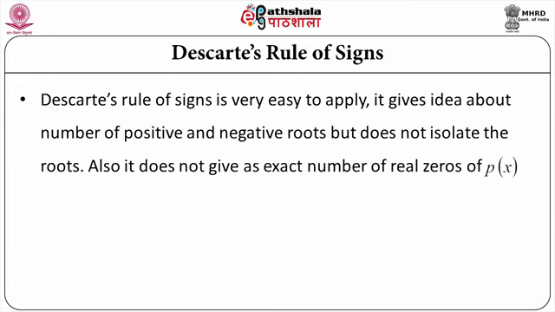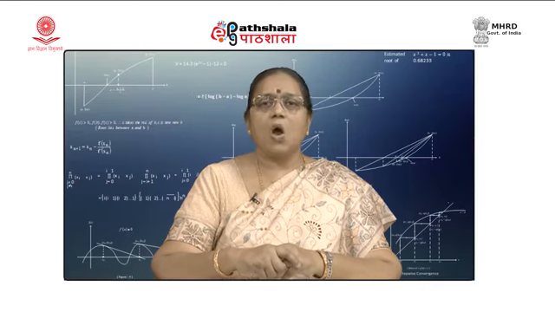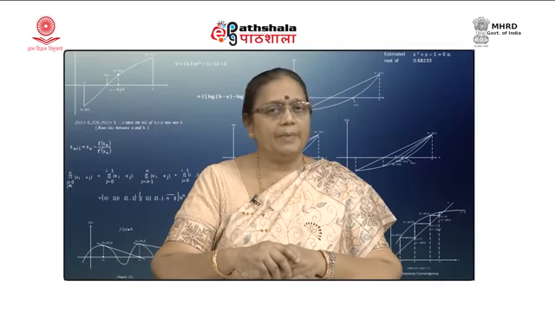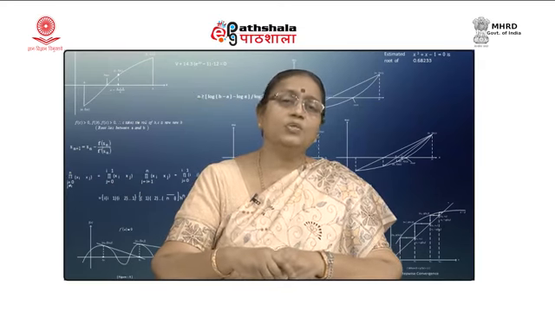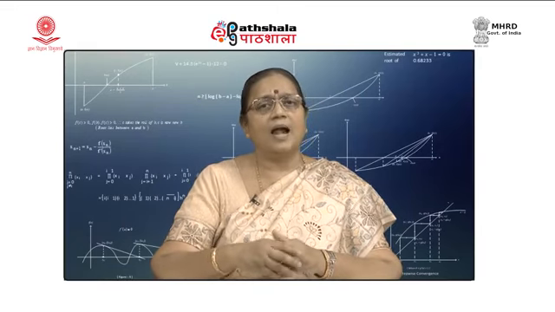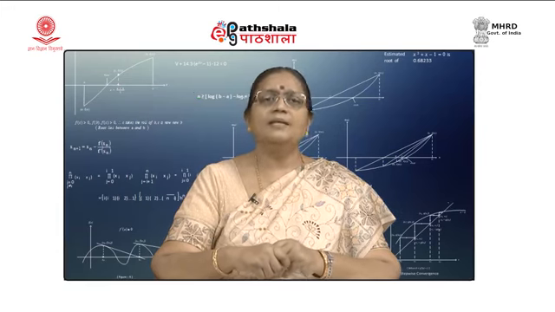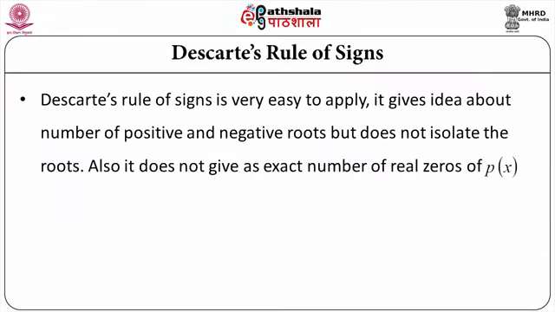So, Descartes' rule is very easy to apply, but since it is easy, it only gives us information about positive roots and negative roots. It does not isolate the roots, it does not give us an idea about how many roots lie within any particular interval (a, b). There are stronger results, but there is no gain without pain. They are a little more laborious, we have to work a little harder in order to apply them, and they give us more clues about the roots of a polynomial in a given interval. So, let us take them one by one.